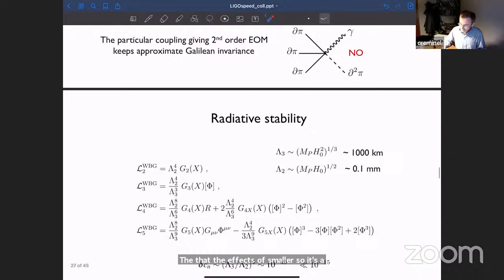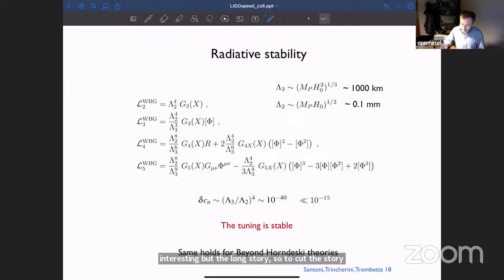To cut the story short, as I said, it is possible to write an action for dark energy which is relatively stable, and it satisfies the constraints that I mentioned. So the fact that some operators are small, but some are large, is not really a tuning, in the sense that at least if you look at loop corrections, this situation is not spoiled by loop corrections. Okay?